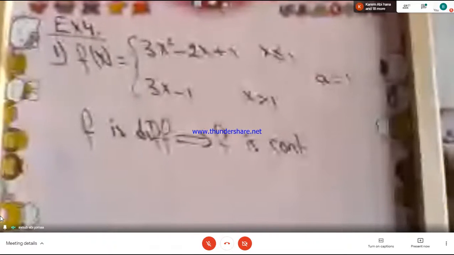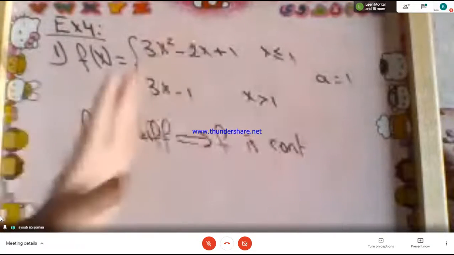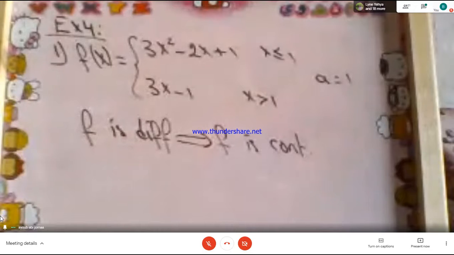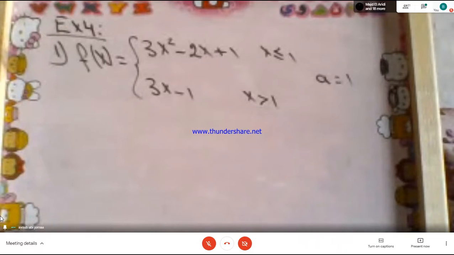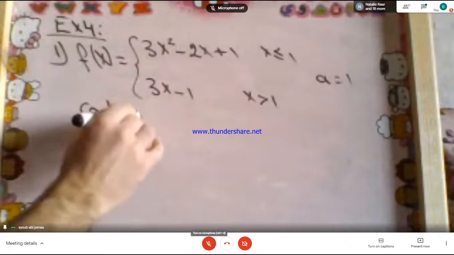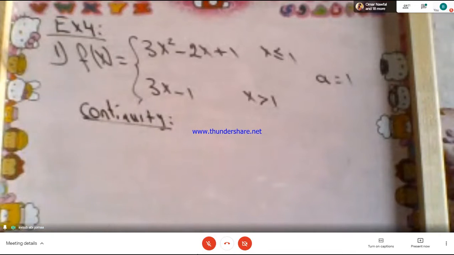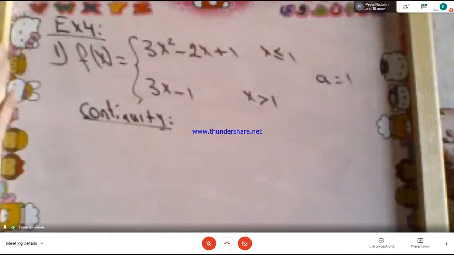Okay, to check the differentiability, first see if the function is continuous or not. If it is not continuous, stop. I'm talking about the given number. Okay, to check the continuity, take the limit. Because if it doesn't turn out continuous, I don't continue. I say the function is not continuous so it is not differentiable. If it is continuous, then you continue and check the differentiability.